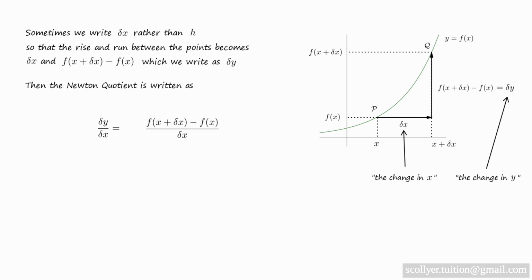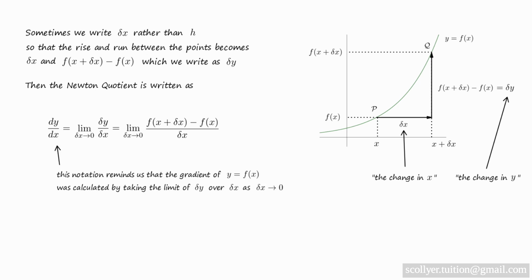We can read delta x as the change in x and delta y as the change in y. With this new notation, the Newton quotient becomes (f(x+delta x) - f(x))/delta x, which can also be written delta y over delta x. And when we take the limit as delta x tends to 0, the notation for the limit of delta y over delta x is dy by dx. This notation is meant to remind us that we found the gradient of y equals f(x) by taking the limit as delta x tends to 0 of delta y over delta x.